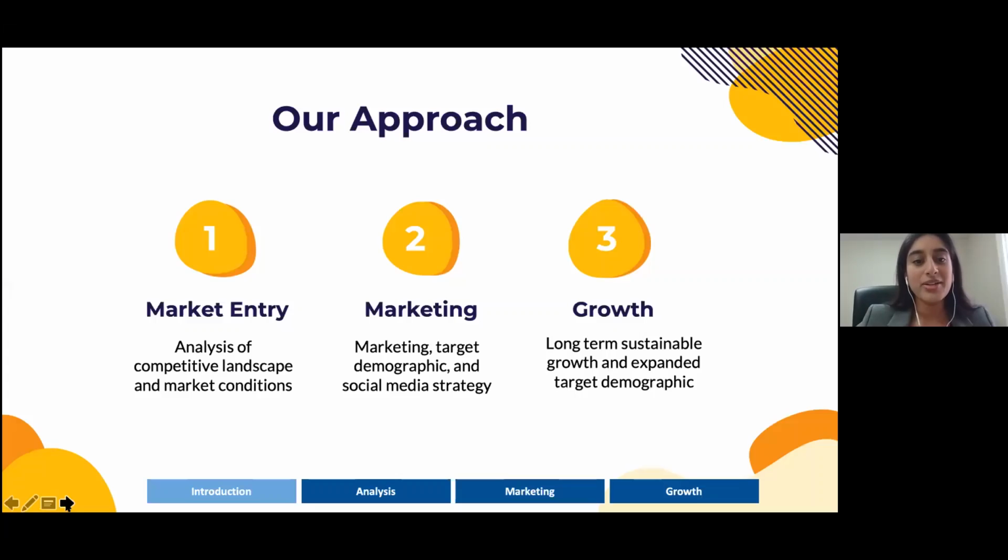In order to tackle these problems, we first looked at three key factors: the market entry, which was focused on analyzing the competitive landscape; marketing, which focused on determining customer targets, social media presence and budgeting; and finally growth, which emphasized how KALAHUT can establish its lasting presence in the market.